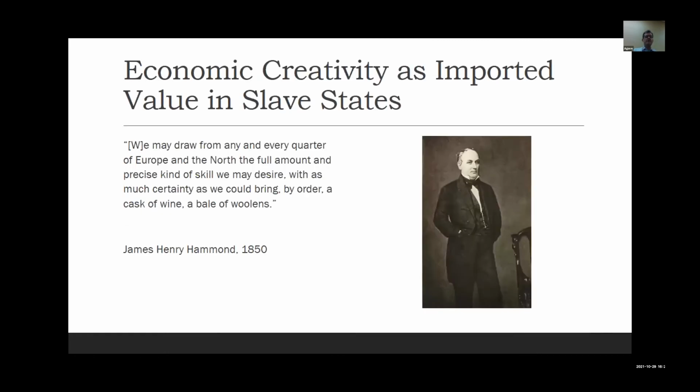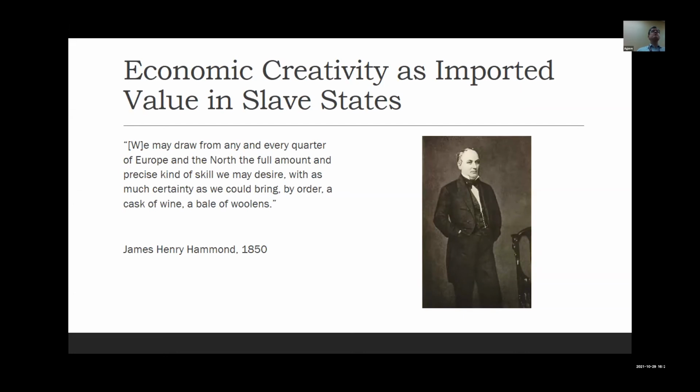And I finally want to conclude with a quote from James Henry Hammond, a very well-known enslaver from South Carolina, who said, quote, "we may draw from every quarter of Europe and the North the full amount and precise kind of skill we may desire, with as much certainty as we could bring by order a cask of wine, a bale of woolens." What Hammond is referring to here is that he's advocating for more manufacturing in the South. But his vision of manufacturing isn't that we need to generate more economic creativity within the South, but rather we are simply going to import economic creativity.